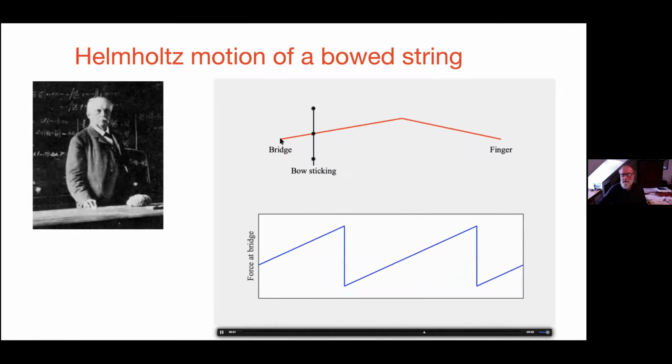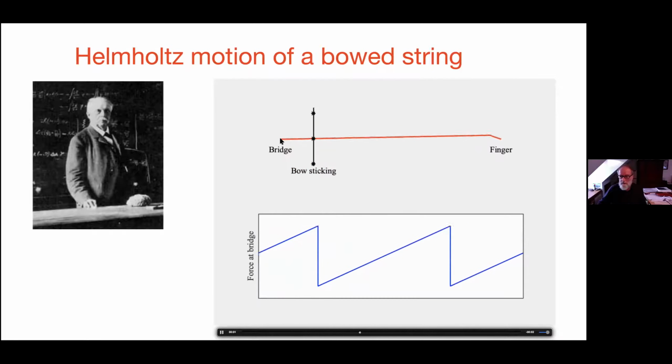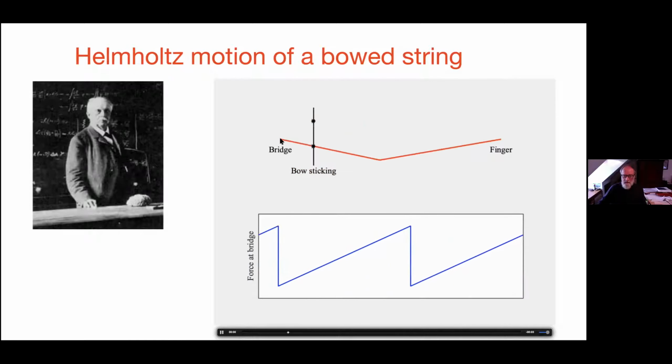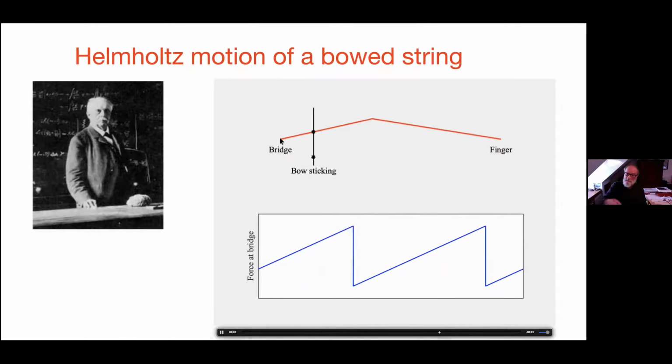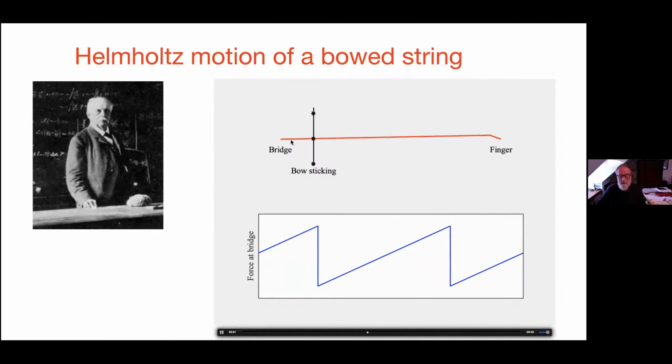And ideal Helmholtz motion generates this sawtooth waveform of force. The sawtooth is this way up because we're bowing. If we change bow, so the bow is moving downwards, the sawtooth would face the other way.